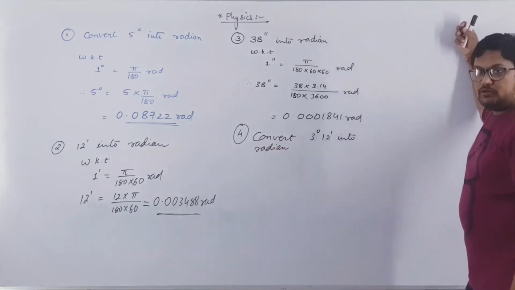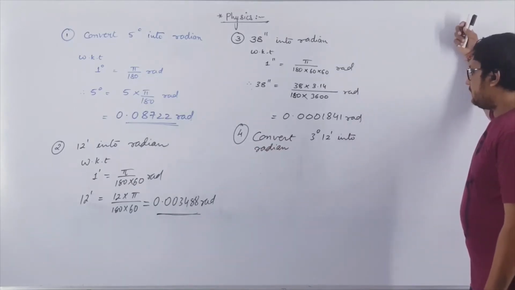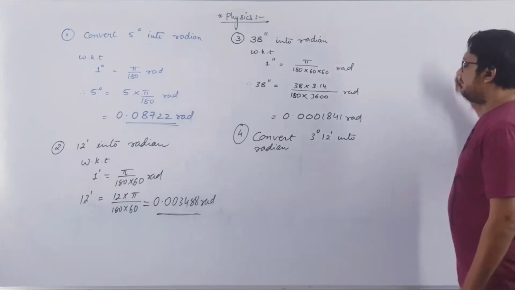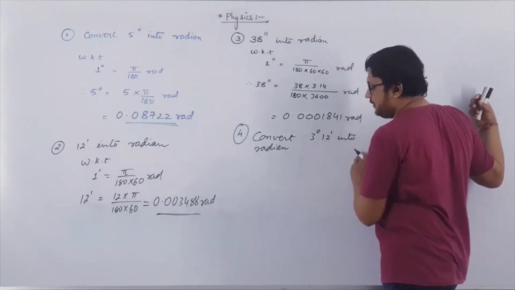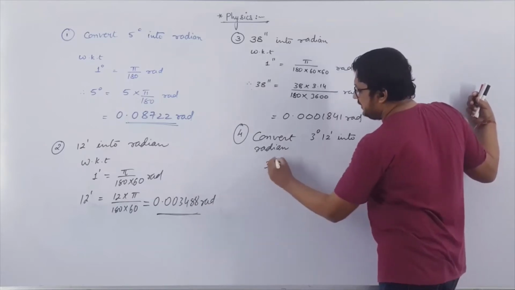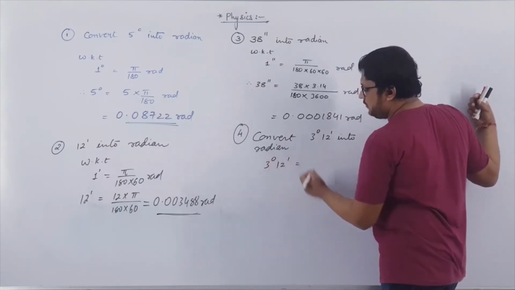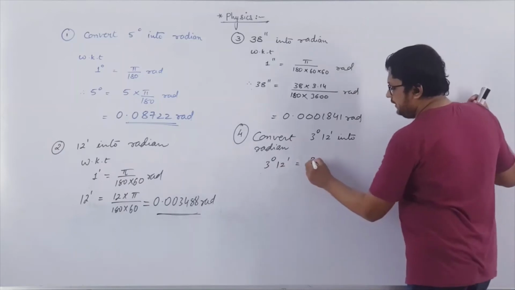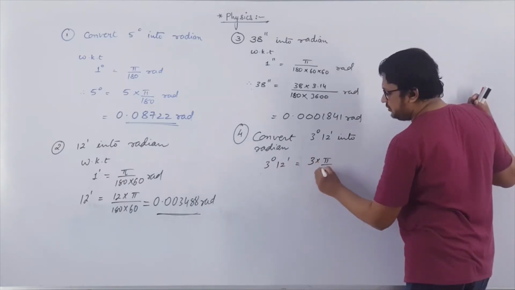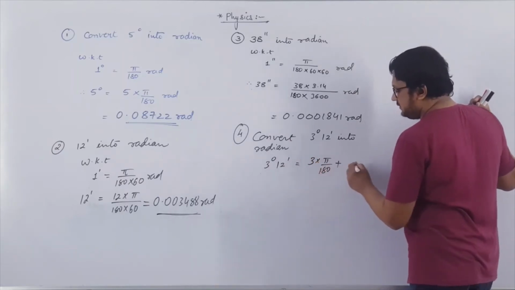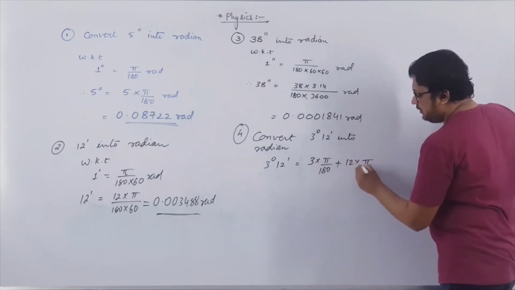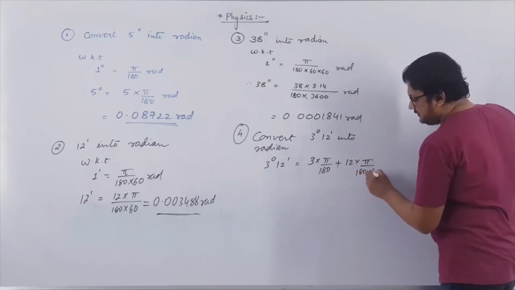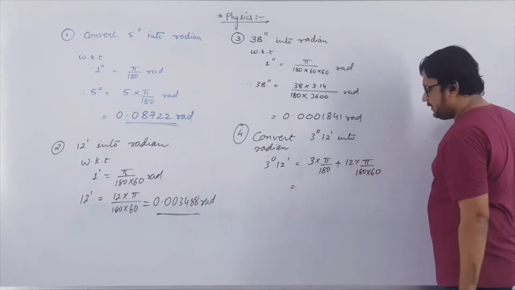So obviously what the majority of students do is convert 3 degree separately into radian and 12 minutes separately into radian. So 3 degree 12 minute will be equal to... 1 degree is pi by 180 radian. So 3 into pi by 180 plus 12 into, this is in minutes, so for minute pi by 180 into 60, and this you can simplify, right?